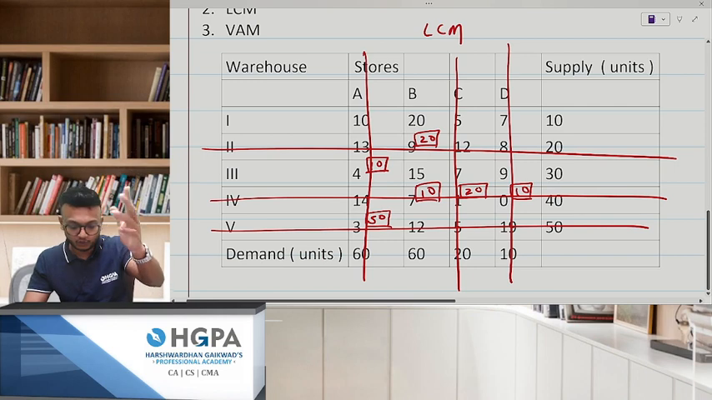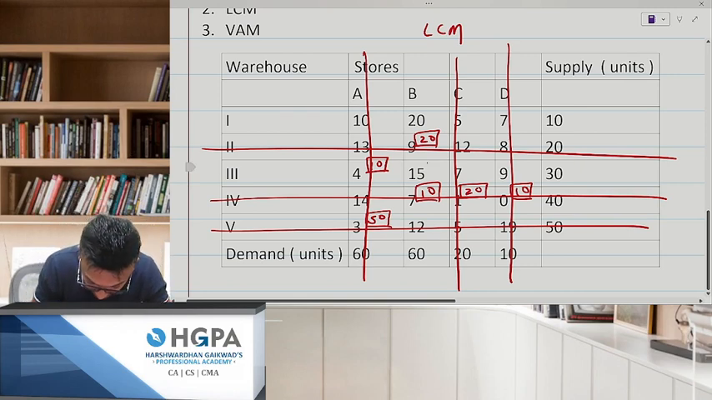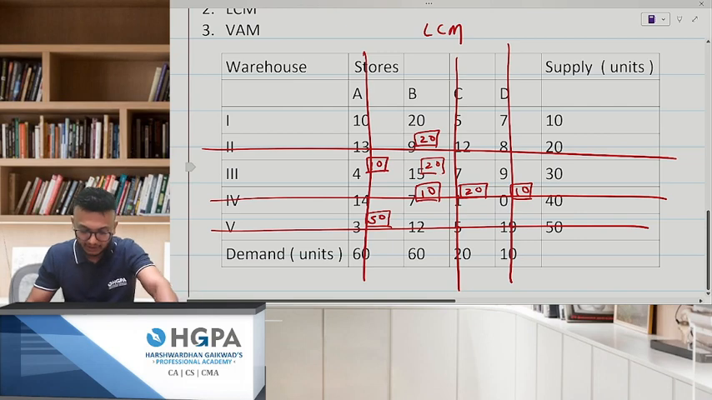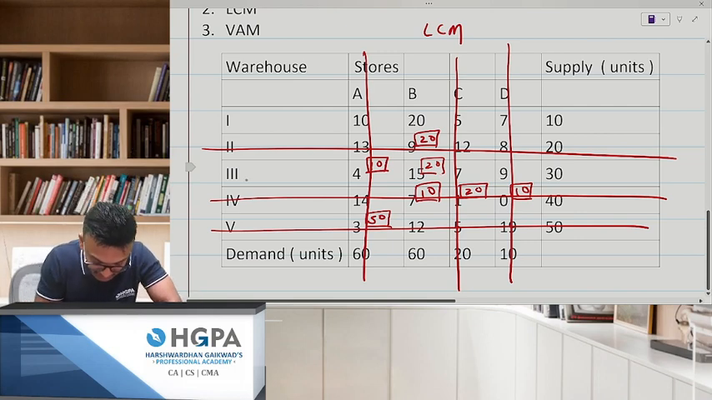Now 2 numbers remaining, 20 and 15. For 50, how much I'll give? 15, how much I'll give? 30. Now out of 30, 10 is gone. So 20 and how much remaining over here? 30. So I'll give 20. If this is gone, this will be exhausted.